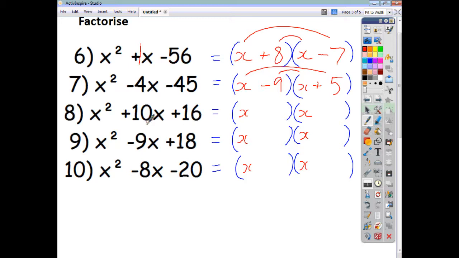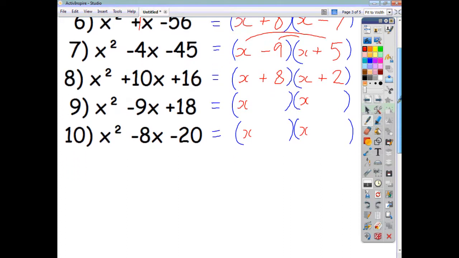Look at this one. Factors of 16. What have we got? We could have 1 and 16, 4 times 4, 8 times 2. You want to make 10x, so 8 and 2, that's what you want. Now you want positive 10x, so you want positive 8x and positive 2x.